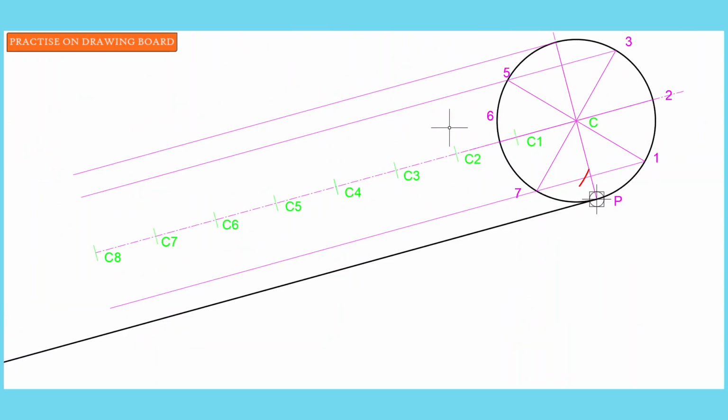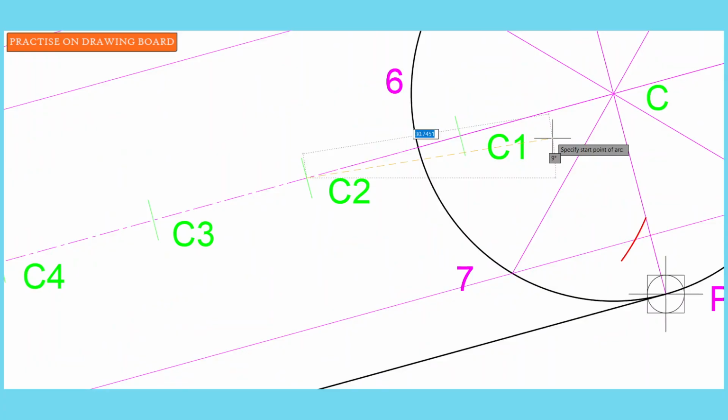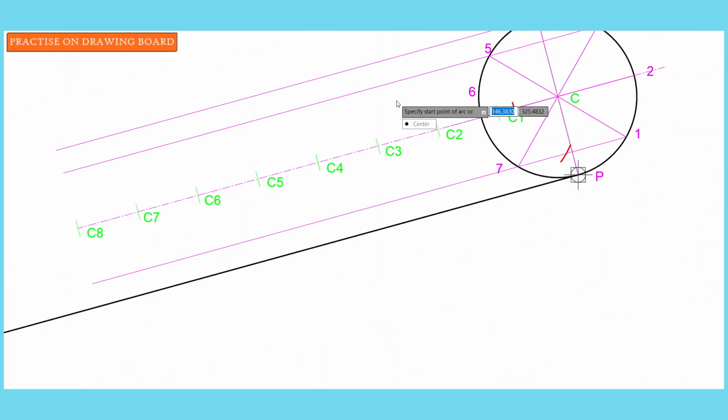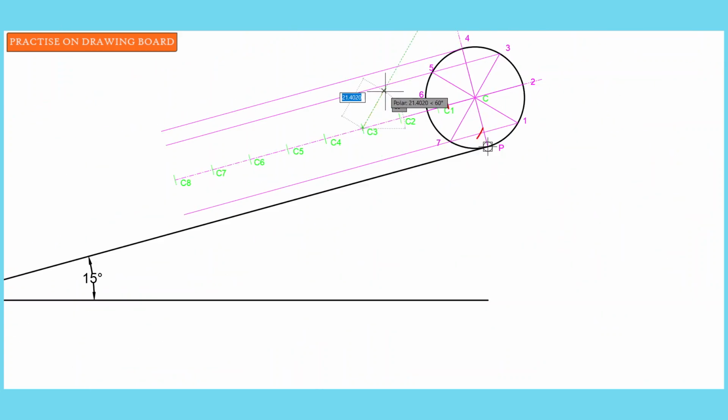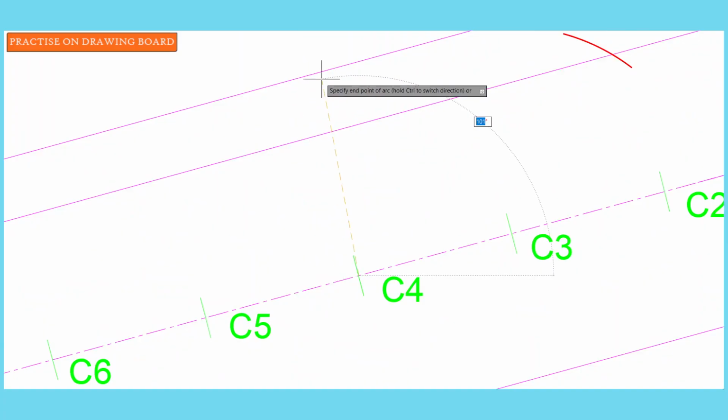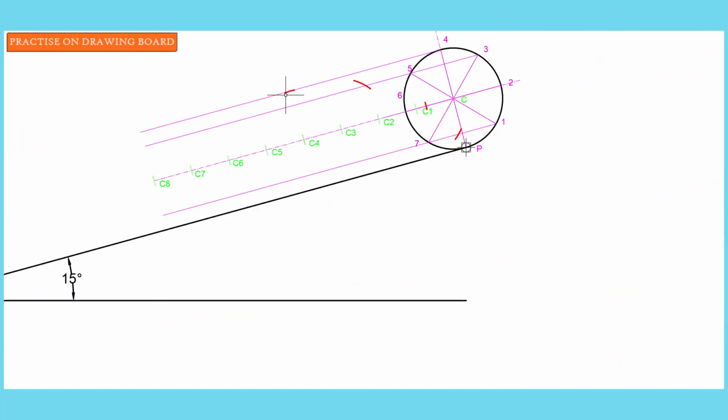So measure CP, we stood at 1, now we stand at 2 with the same CP, which is the radius of the rolling circle. So center C2, and then we draw an arc on the 2 horizontal line. Center C3 with the same radius CP, we draw an arc on the 3 horizontal line. Move to center 4 with the same radius CP and draw an arc on the 4 horizontal line.